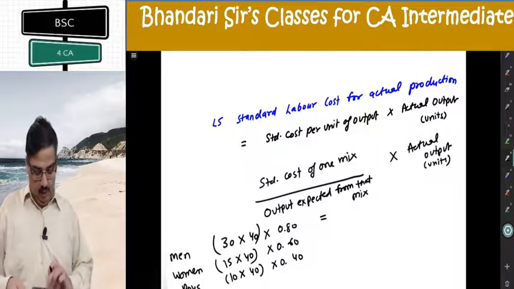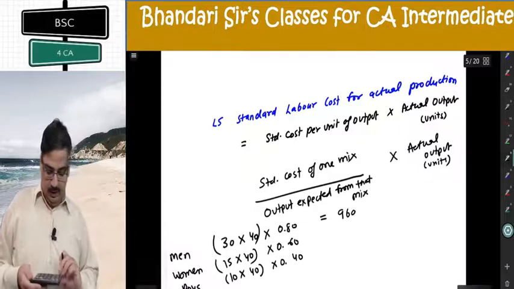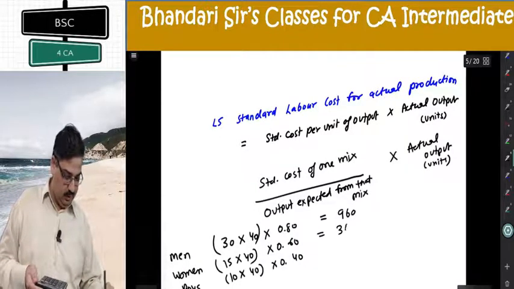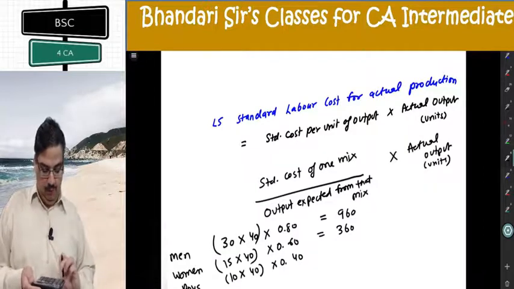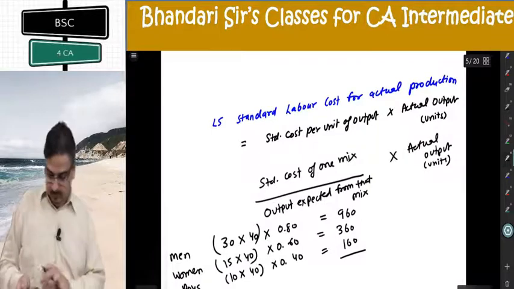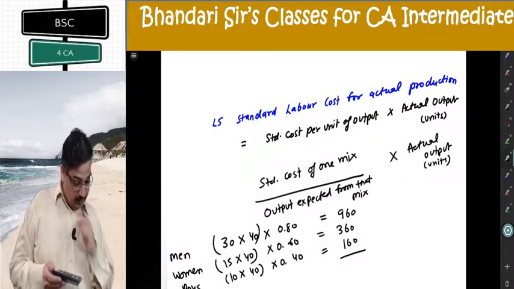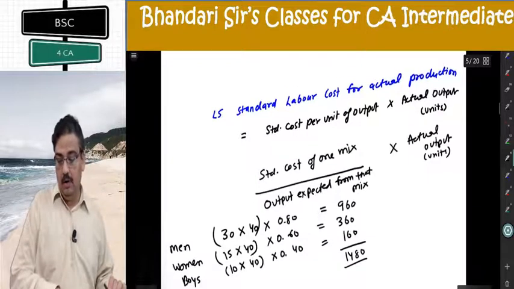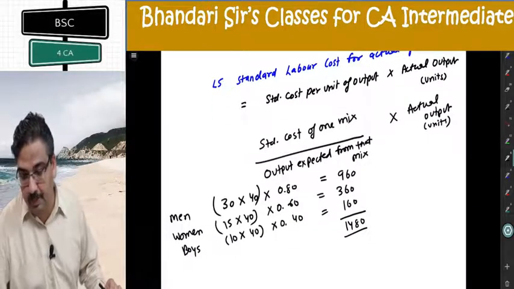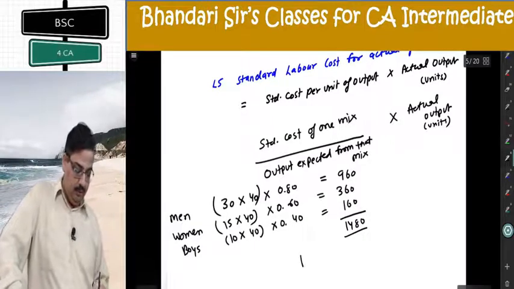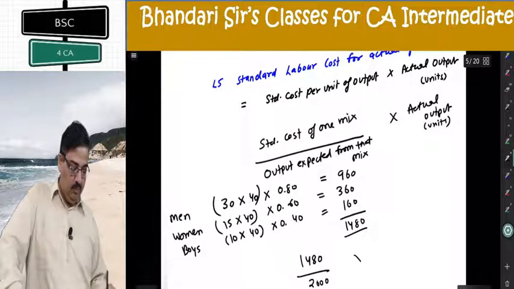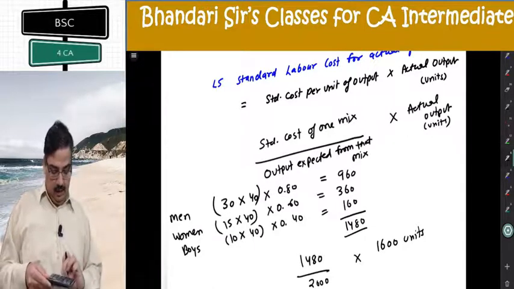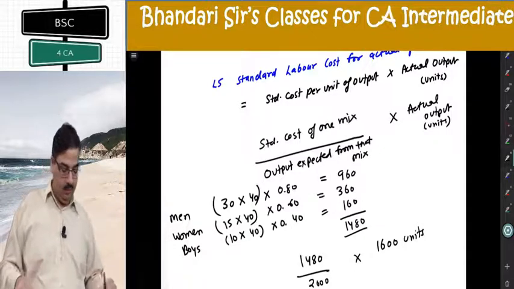So this is 1200 into 0.80, 960; 600 into 0.60, 360; 400 into 0.40, 160. If you add them all, 960, 160 and 360, this is 1480. How much output are you expecting from there? You are expecting output of 2000 units, third line of the question. 1480 divided by 2000 units multiplied by actual output of 1600 units. 1480 divided by 2000 into 1600 is 1184.